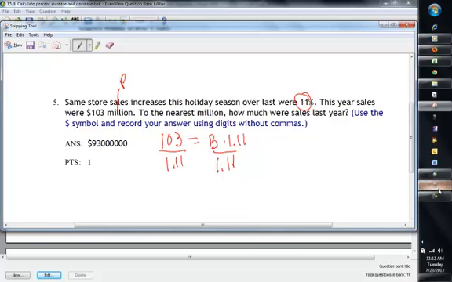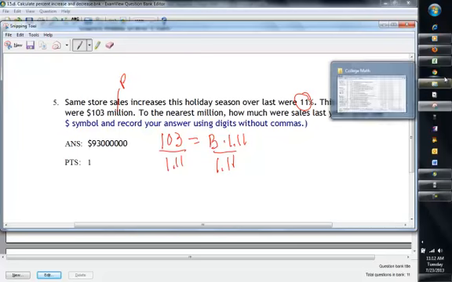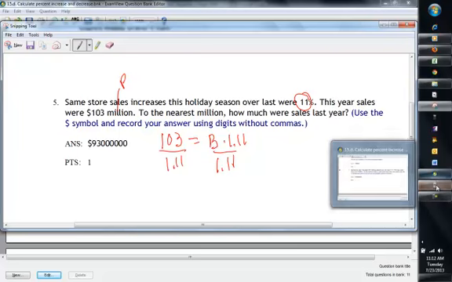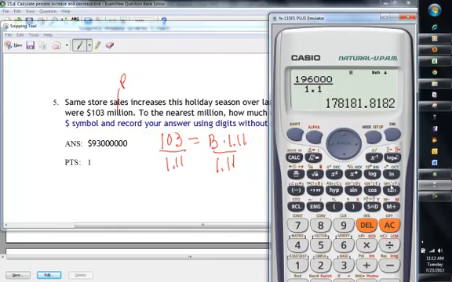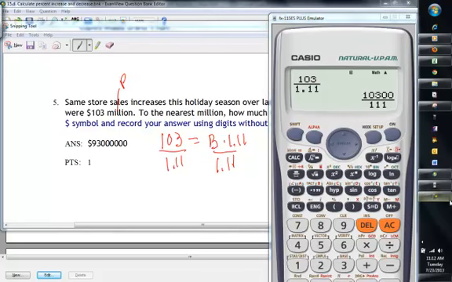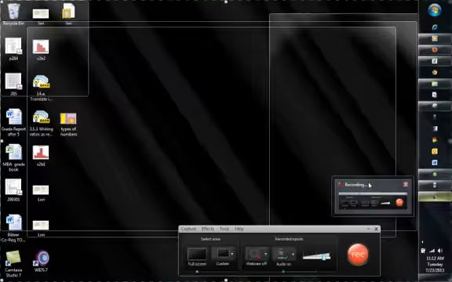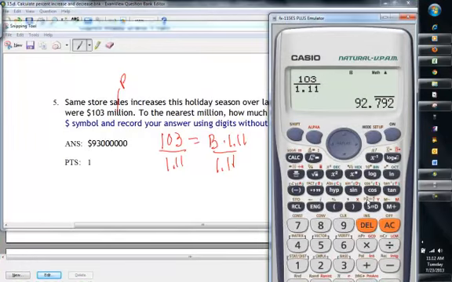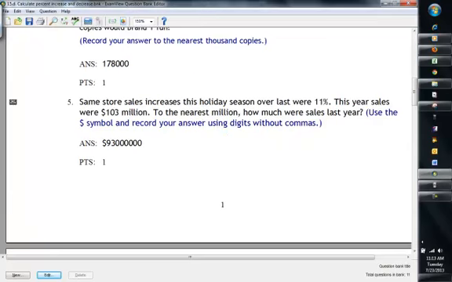103. Gotta get my calculator out here. 103 over 1.11, rounded to the nearest million. Oops. Rounded to the nearest million is 93 million.